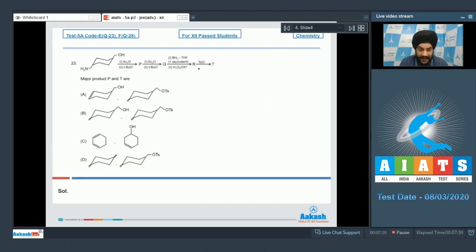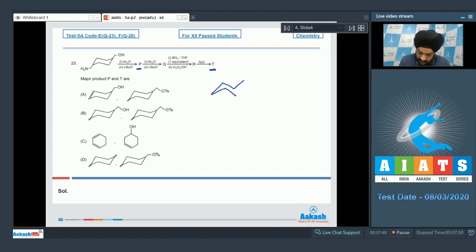Question number 23. A series of reactions have been given to us. The examiner seems to be interested in the major products P and T which are obtained during the course of this reaction. So students, if we talk about the substrate which is given to us, we can first talk about its reaction with acetic anhydride followed by tertiary butoxide. So if we compare the nitrogen and the oxygen, the nitrogen is going to be more basic. So the acetylation is going to first happen at the nitrogen.